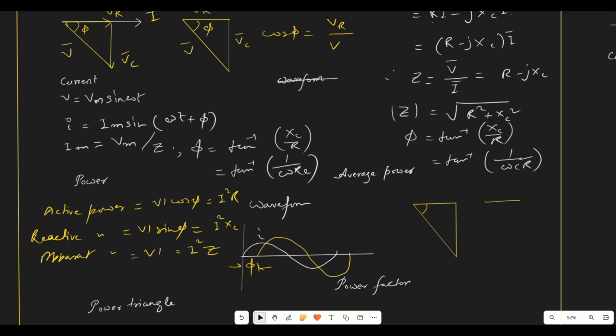So next let us draw the power triangle. These are the angle phi. So this is resistance, this is reactance, this is the value of Z, impedance, and here we have active power, reactive power and apparent power.